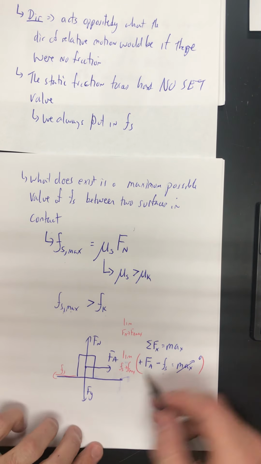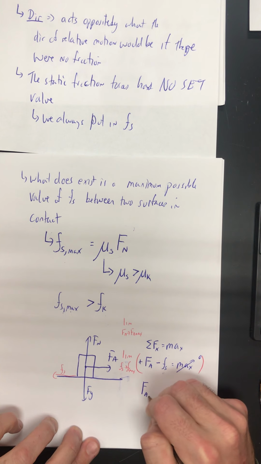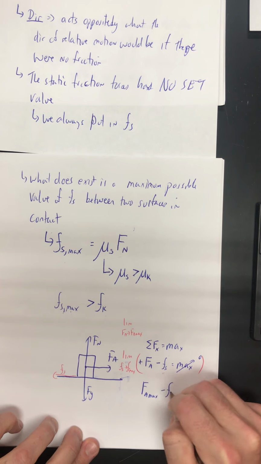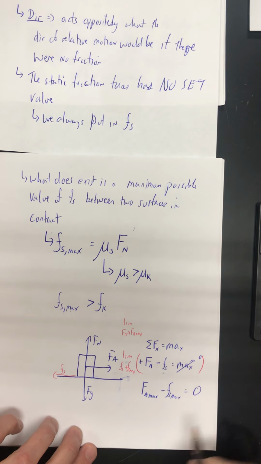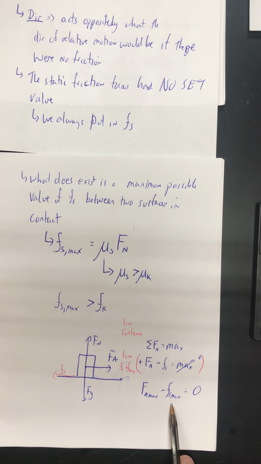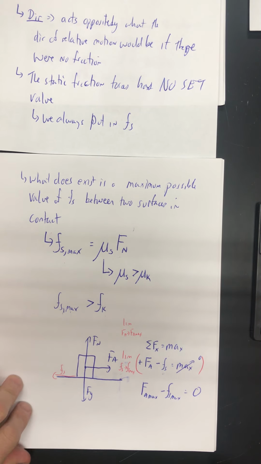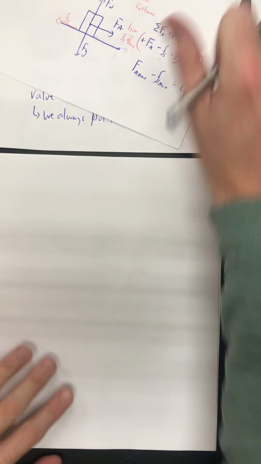That's the whole thing. So when I take this limit, Fa turns into Fa max, Fs turns into Fs max, and the net force is equal to 0, and now I can plug in mu sub Fn for that and solve out the way I want to, okay? So that's what's going on there. So let's look at another example of that.